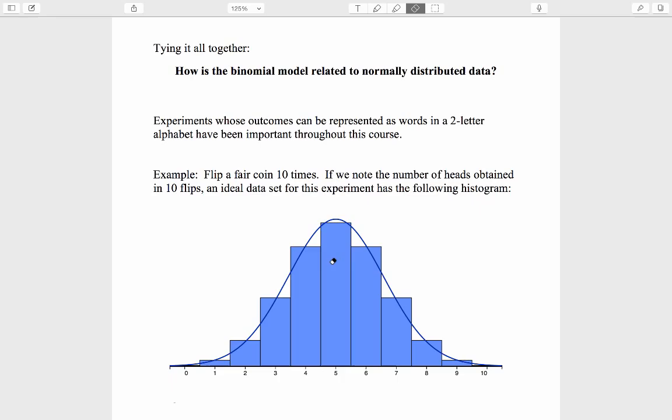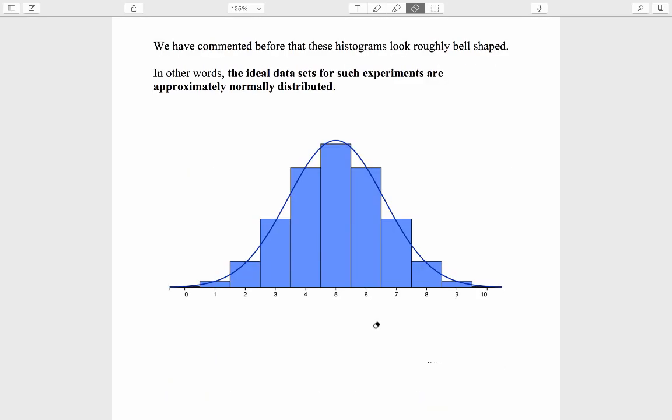These experiments and the probabilities of events related to them have been with us throughout the course. This image is from a wonderful website hosted at Berkeley. You may find it useful to go take a look. The histogram here is just the arrangement of rectangles. This bell-shaped curve is just superimposed on it. We have commented before that these histograms look roughly bell-shaped. In other words, and this is a key point, the ideal datasets for such experiments, the ones that the binomial model is related to, are approximately normally distributed.